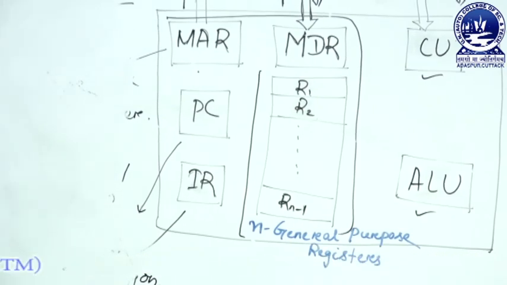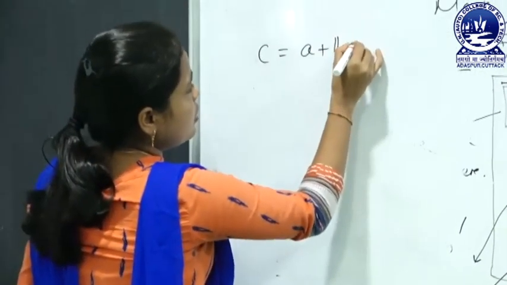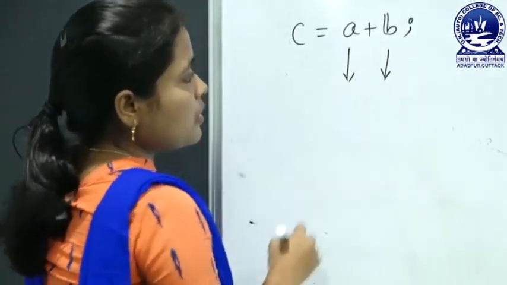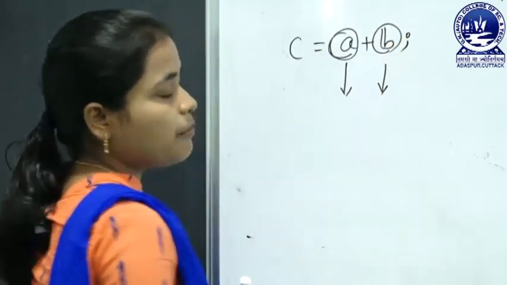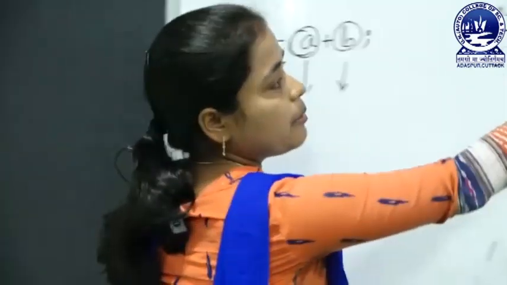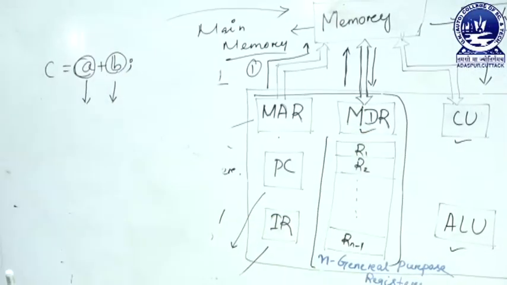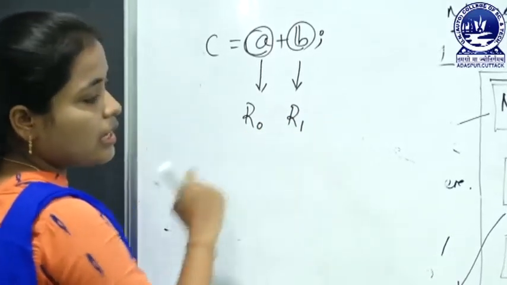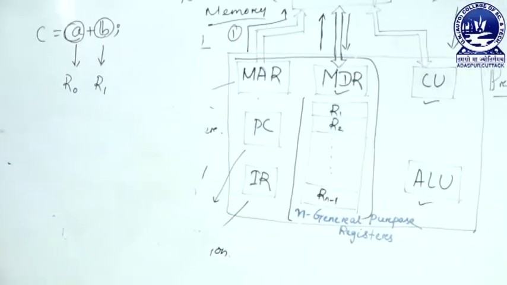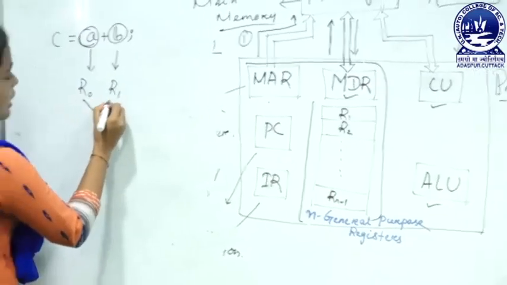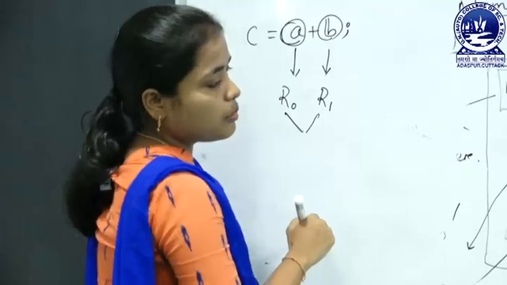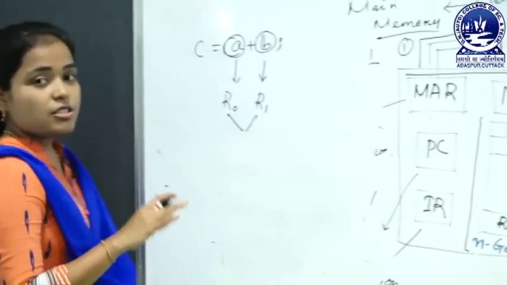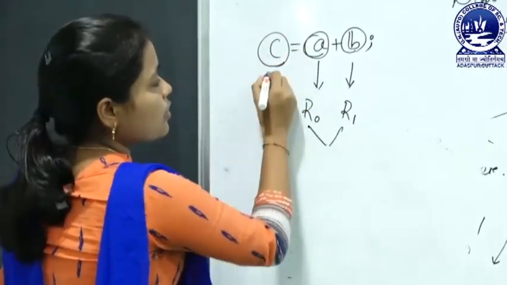That means, let us say we are writing the instruction C equals A plus B. First, the A value and B value will be fetched or read from the memory by using the MDR, and they are stored, let us say, in R0 and R1, which are general purpose registers. Then the addition will be performed by the ALU.